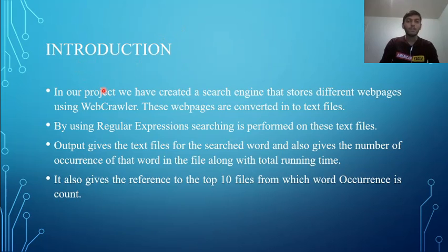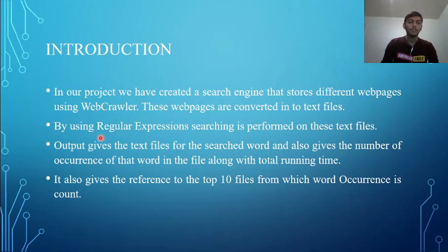First of all, what is our web search engine based on? Basically, our web search engine first runs a web crawler. This web crawler takes all the links connected to all the pages of the website that we have given. Then it converts all these web pages into text files.